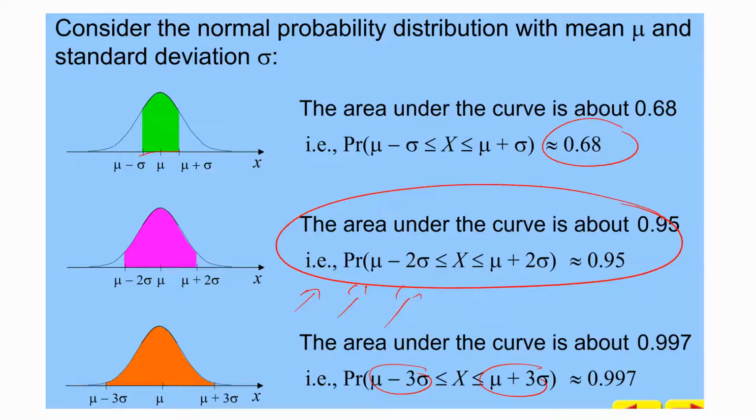68 is 1, 2 is 95, 3 is 99.7. Write it down. That would be something I would write on a cheat sheet just in case I forget. That's a property I need to know.